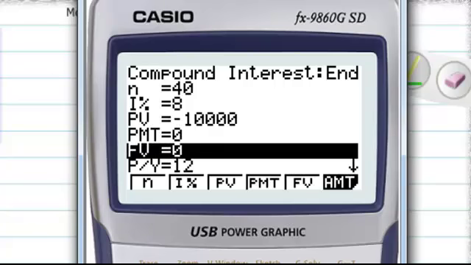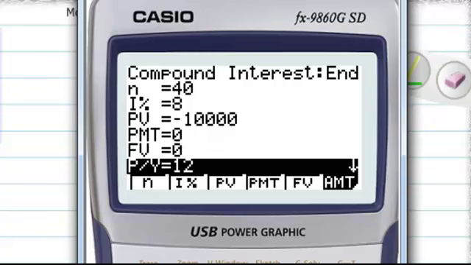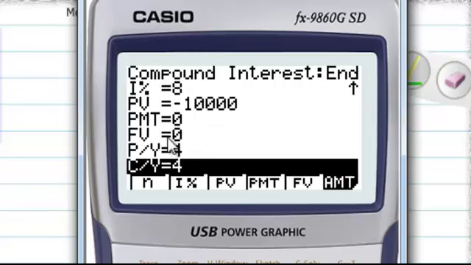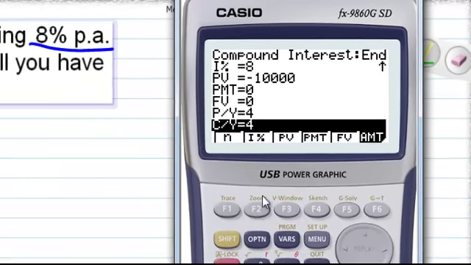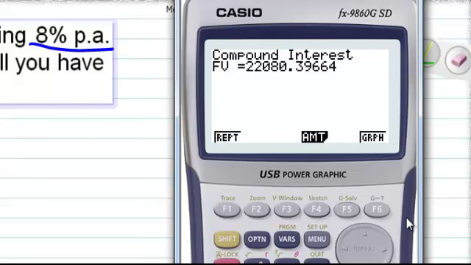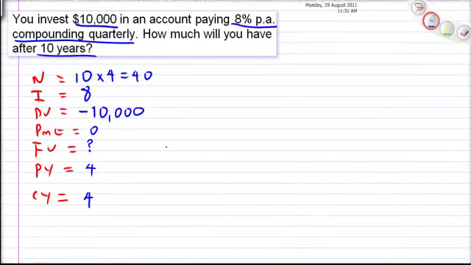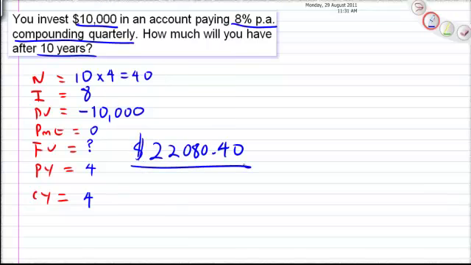Payment we leave 0. Future value we don't know. Payments per year is 4. Go execute and then just scroll down, and automatically it will change your compounding periods to 4. But just check that, because you might have different ones. And then along here, we want to work out what our value is, and we're looking for FV, which is the future value of this, and so you hit F5, and you end up with an answer of $22,080.40. So 22,080.40 is the, what's that, accounting, amounting to.